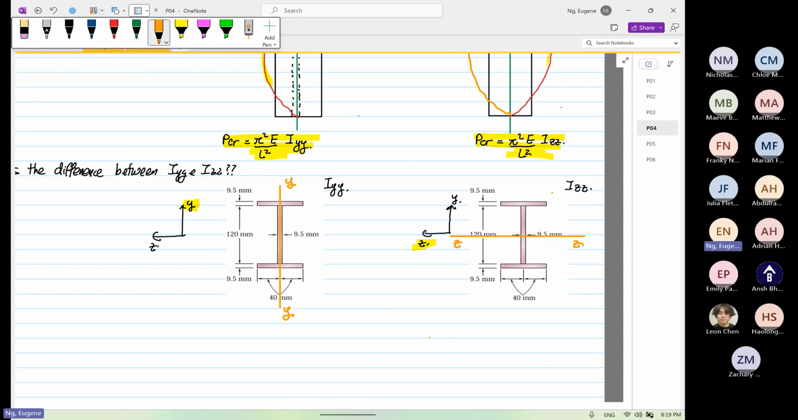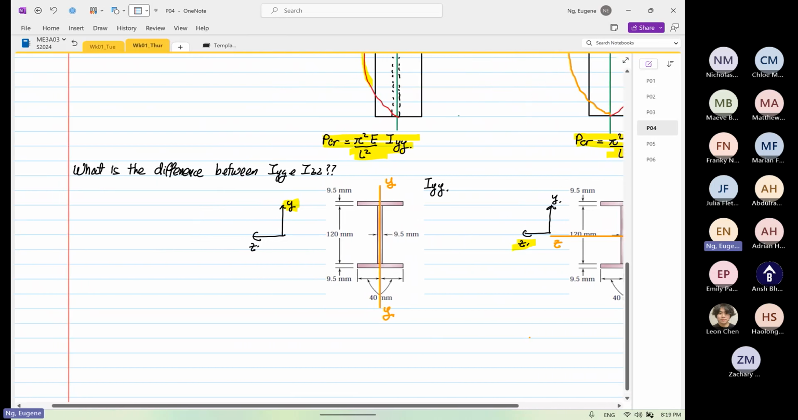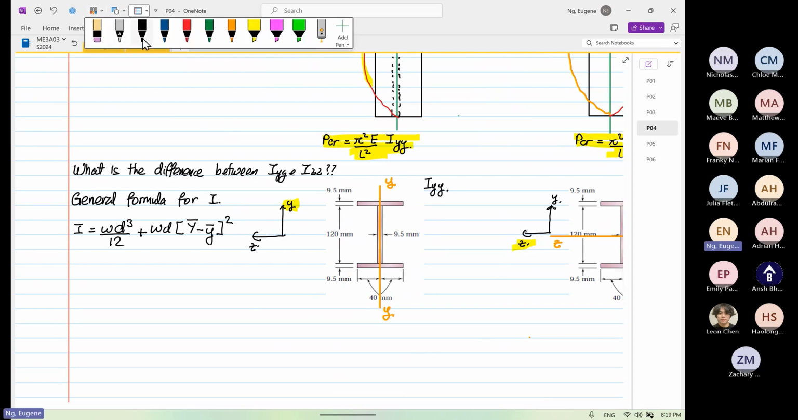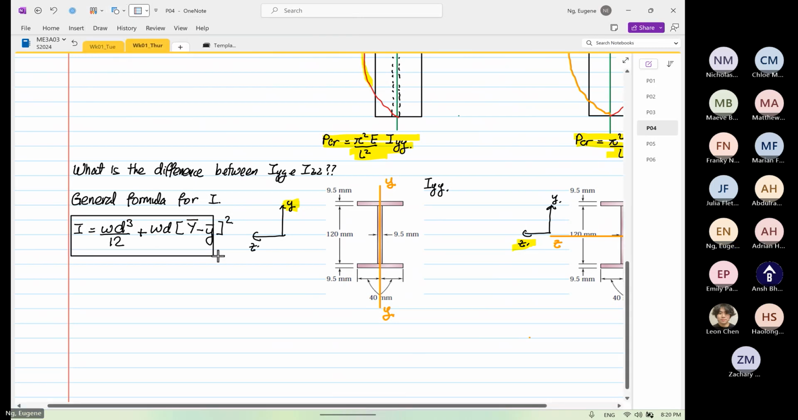So when you do this, how will this help? In general, the general formula for I is equal to width times depth cubed over 12 plus width times depth multiplied by capital Y bar minus small y bar, squared. So this is the general formula.